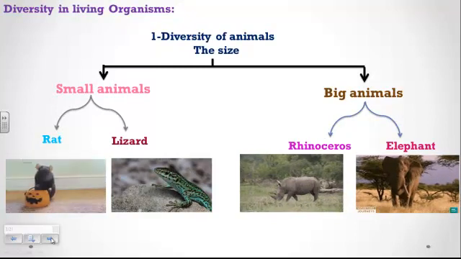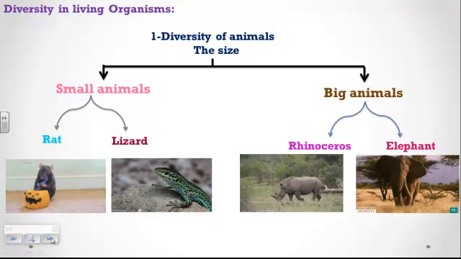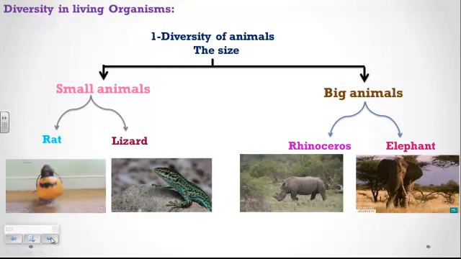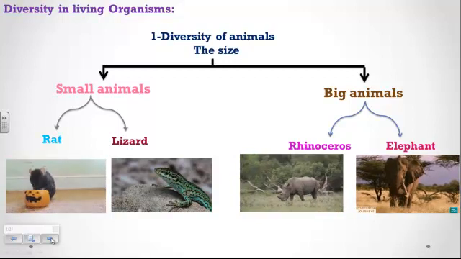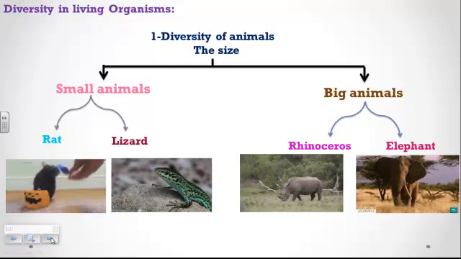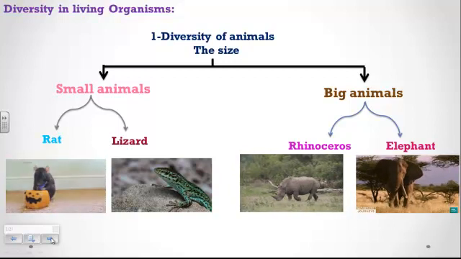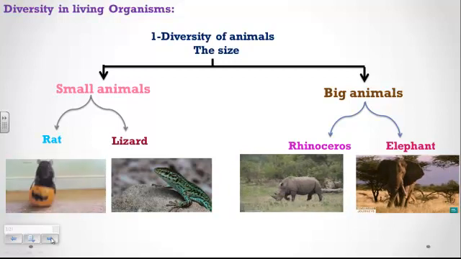In animals, size: you can find small animals like mouse and lizard. Also, you can find big or huge animals like rhinoceros and elephant, maybe small or big animals.